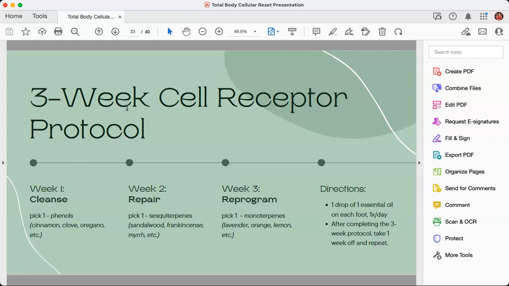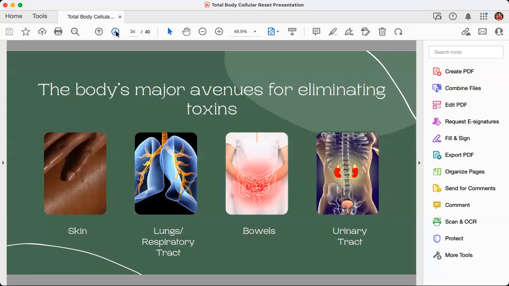And then, if you want to do just 1 3-week protocol, take a week off. You can take off as long as you want. Just listen to your body, because there might be some things that come up. So you might have some toxic reactions as you release toxins or whatever else is coming up.